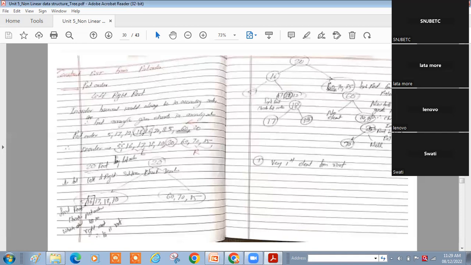So 5 is lower. So lower means it should be on the left hand. So I kept this 5 over here. What about these? These are on the right hand. So right hand side elements are nothing but 17, 18, 19. So what is next?